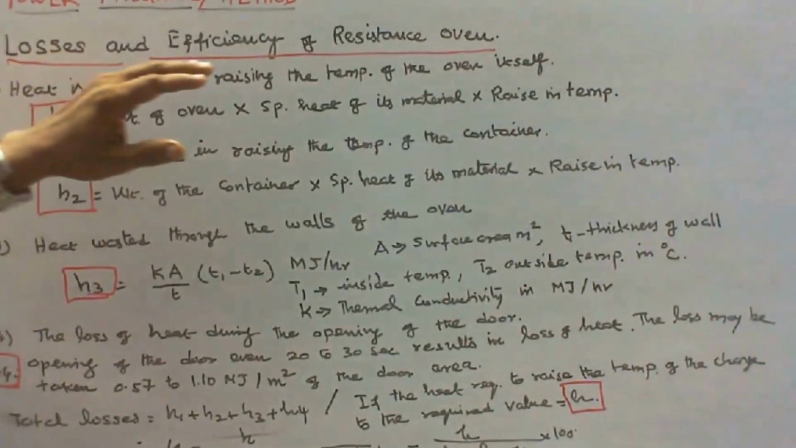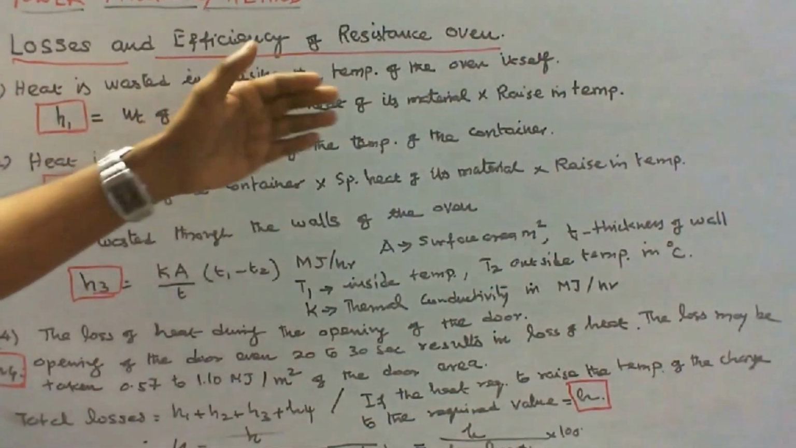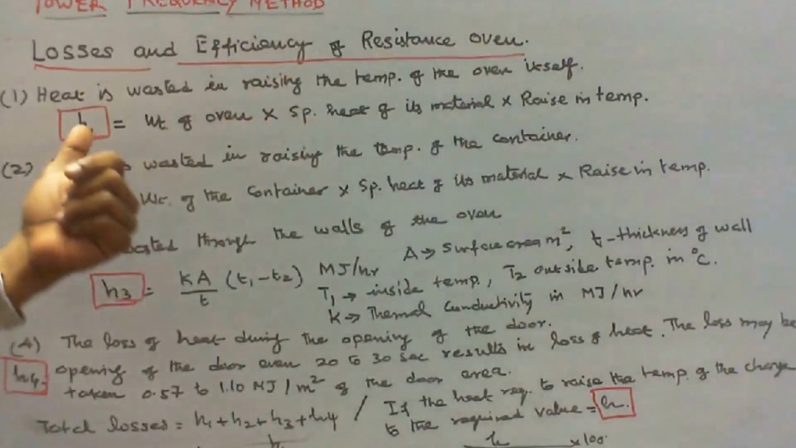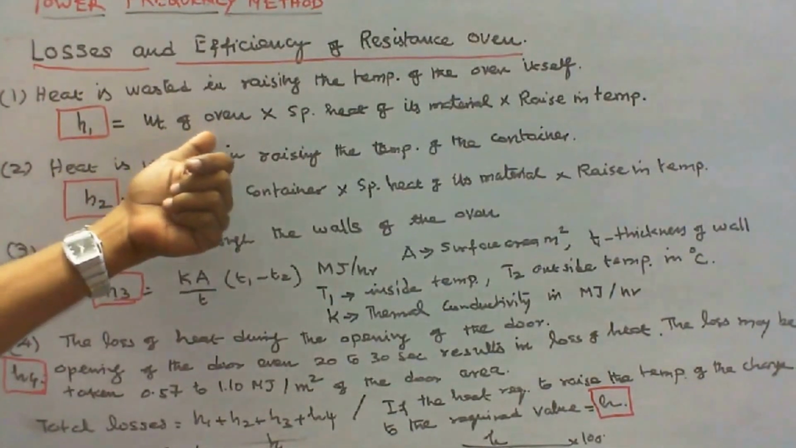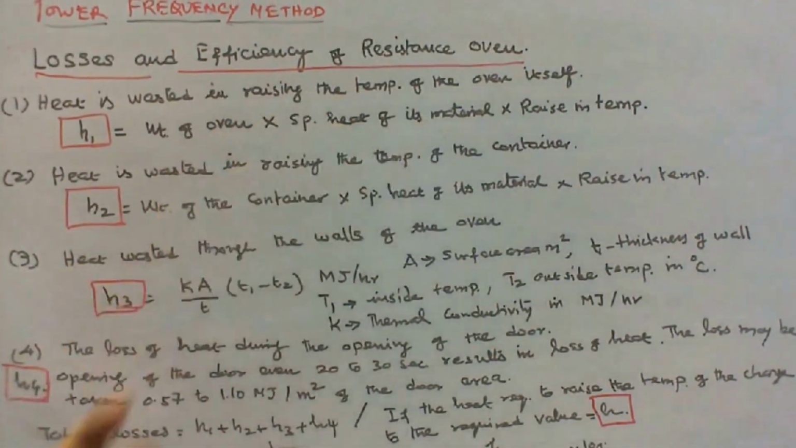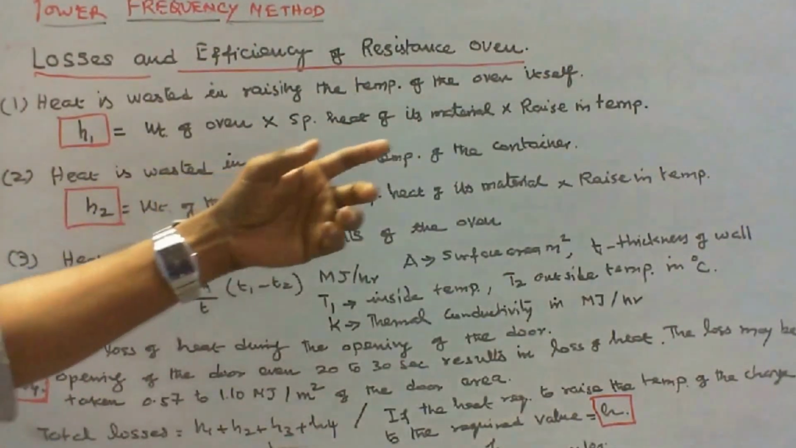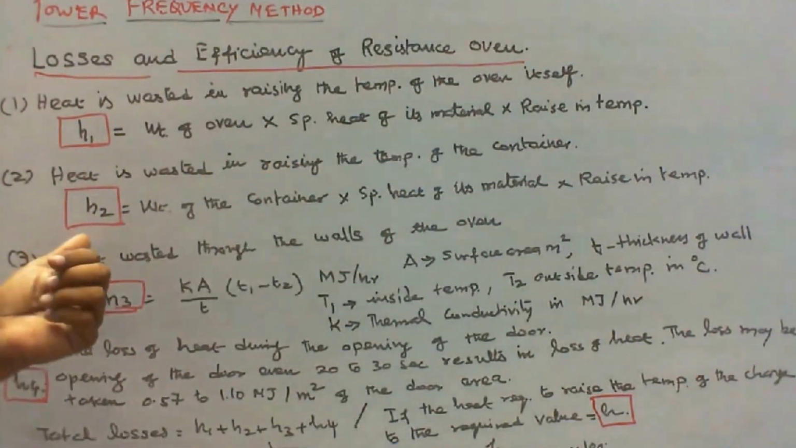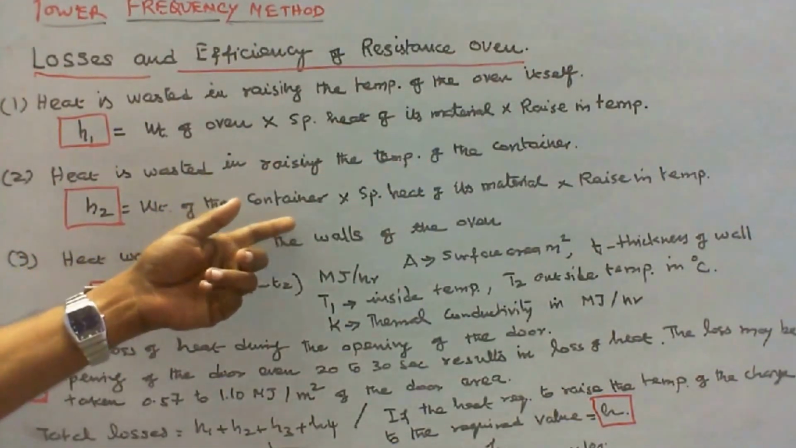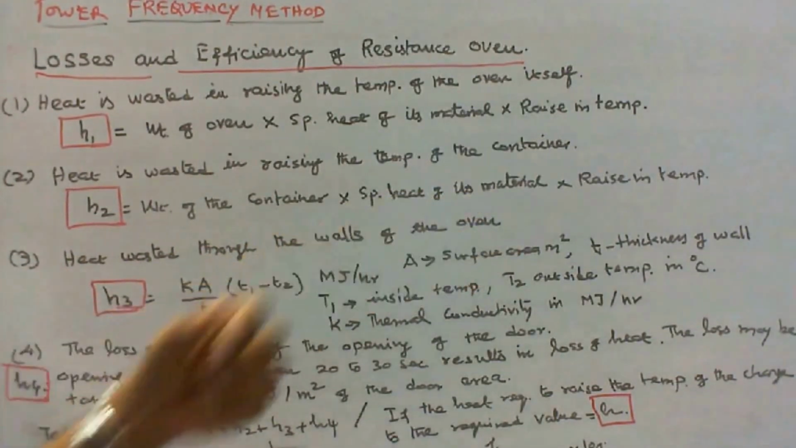Losses and efficiency of a resistance oven. There are 4 losses. One, heat is wasted in raising the temperature of the oven itself, that is H1, which equals weight of oven into specific heat of its material into rise in temperature. Number 2, heat is wasted in raising the temperature of the container. H2 is equal to weight of the container into specific heat of its material into rise in temperature.